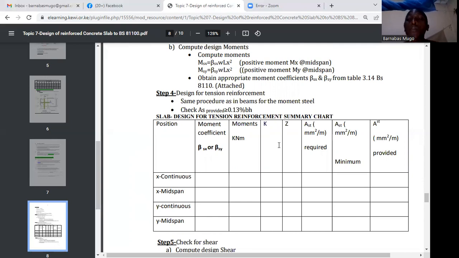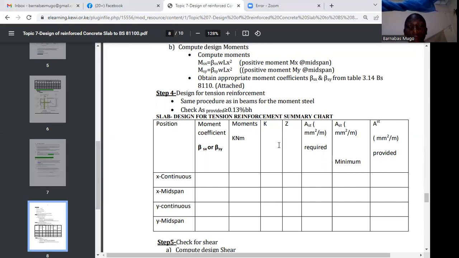Then from there, you need to know how to determine the moment coefficients, that is BSX and BSY, in the second column. In each case, you need to determine those moment coefficients, that is for the X continuous, X midspan, Y continuous, and Y midspan. These coefficients are obtained from the table, as we are going to see, that is Table 3.14 from BS 8110.